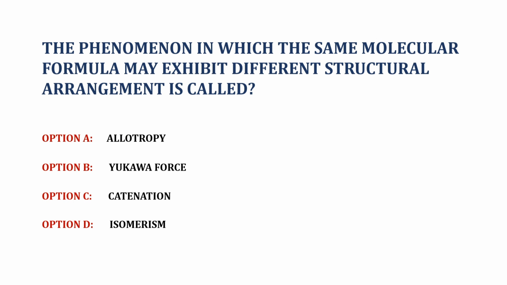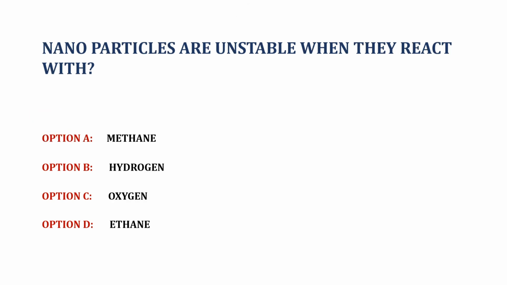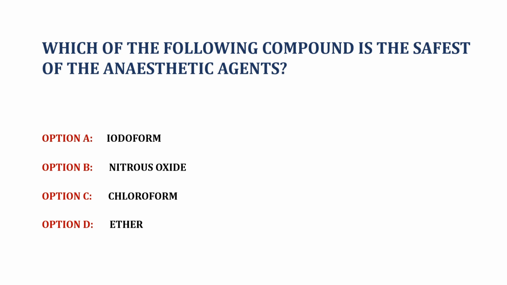The phenomenon in which the same molecular formula may exhibit different structural arrangement is called? Option D, isomerism. Which type of plastics releases dioxins while burning? Option A, PVC. Nanoparticles are unstable when they react with? Option C, oxygen. Which of the following compound is the safest of the anesthetic agent?